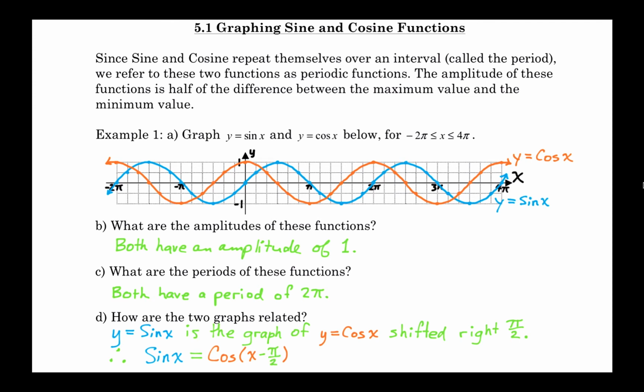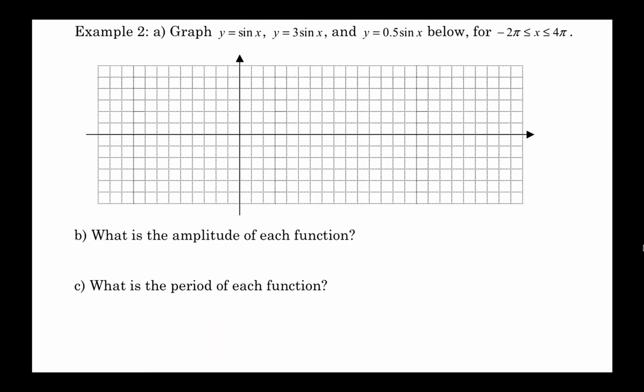So just finishing up with this last one, when we're talking about doing a shift, if we're shifting cosine to the right pi over 2, that's like replacing x with x minus pi over 2. And what you get as a result is the sine graph. All right, so that completes example number 1. Let's take a look at the next situation.